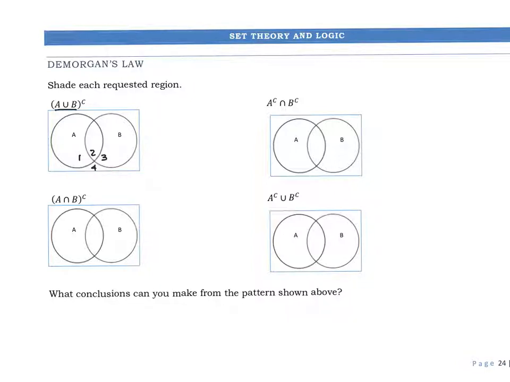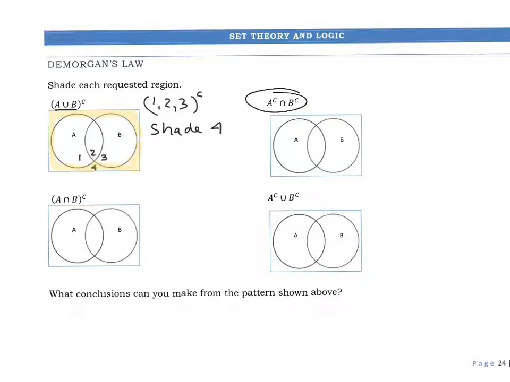Well, remember that the union of A and B is going to be all of set A or set B or what's in both. Okay, so that would be regions 1, 2, and 3. But remember, we want the complement of that, so that means we're going to shade region 4. Okay, well, let's do that real quickly. Okay, so now let's look over at this next one.